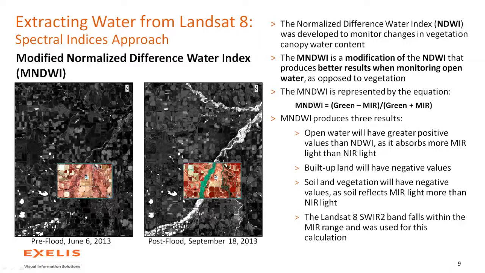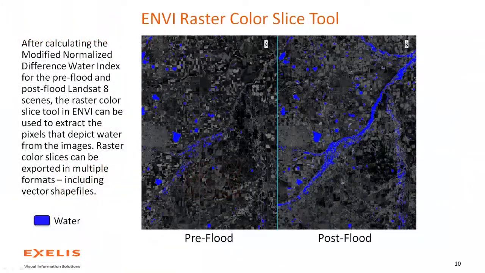Performing the modified normalized difference water index on a Landsat image results in a grayscale image in which brighter pixels represent open water. After calculating the modified normalized difference water index for the pre-flood and post-flood Landsat 8 scenes, the Raster Color Slice tool in ENVI can be used to extract the pixels that depict water from the images. Raster color slices can be exported in multiple formats, including vector shapefiles. This is a quick and easy method for extracting features of interest from imagery for further use and manipulation in ArcMap.